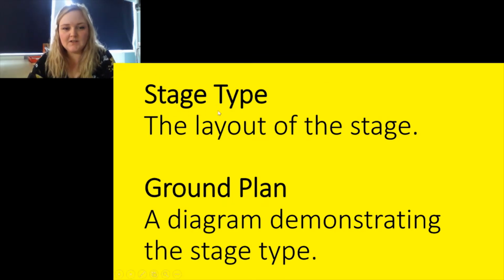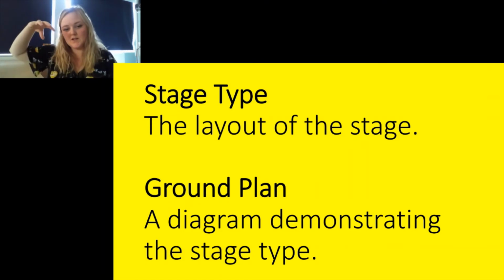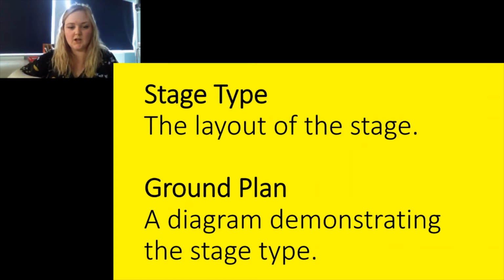So, the definition of a stage type is purely the layout of the stage. And for EDUQAS drama, we learn about 4 different kinds of stage that we're going to go through in this video. A ground plan is a diagram demonstrating the stage type. So it's a bit of a bird's eye view looking down on the stage. And sometimes you'll be asked to identify what stage type is being shown through the ground plan.